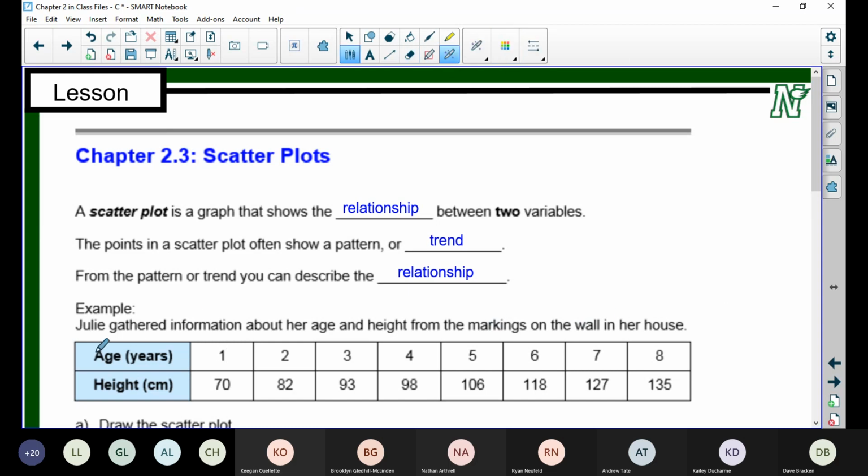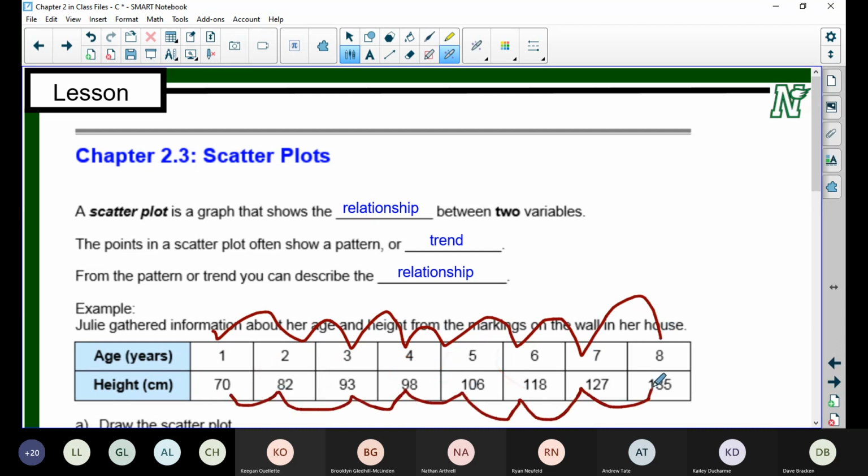So what this table is comparing is these two variables, age and height of Julie. When she was 1, her height was 70. When she was 2, her height was 82. 3 was 93, 4 was 98, and so on and so on. And this seems to make sense because as her age is increasing, her height is also increasing. It makes sense to me that as she gets older and older, her height's going to increase, okay?